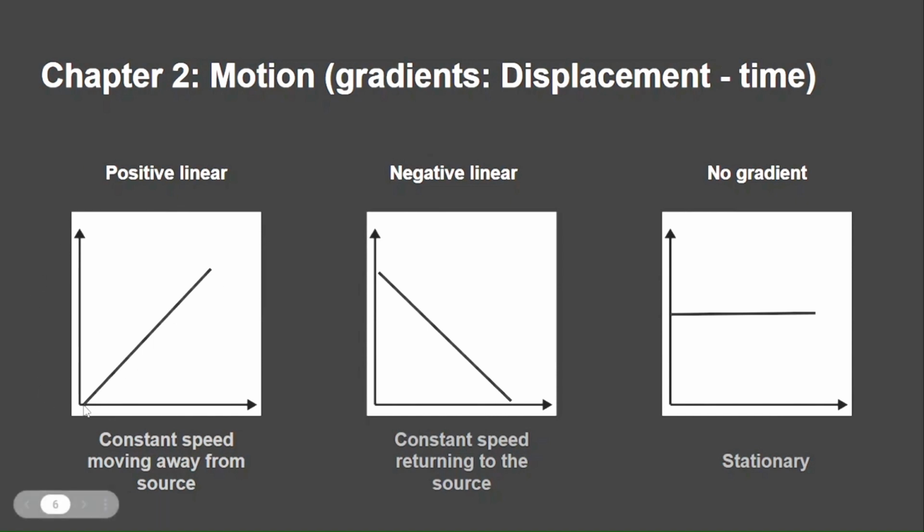As you go from left to right, you're going from the bottom left to the top right, so the value in the y-axis is increasing. That's why it's positive. The negative is the opposite scenario, where if you go from left to right, you will find that the value in the y-axis is decreasing, becoming more negative, or becoming smaller. Essentially it goes from the top left to the bottom right. So that's what I mean by positive and negative.